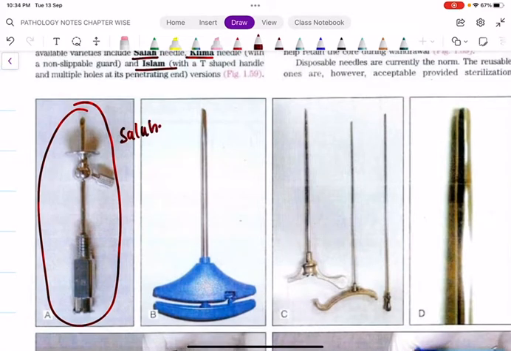Please take a print of this image in your retina and store it in your cortex. This is a very commonly kept bone marrow aspiration needle for your practical exam. They will ask you what it is. It is a bone marrow aspiration needle. There is no need to name it as Salah or Klima. Just say it is a bone marrow aspiration needle. Then they will ask you about the aspiration, the biopsy, indications and complications. All those tips I have already told you.